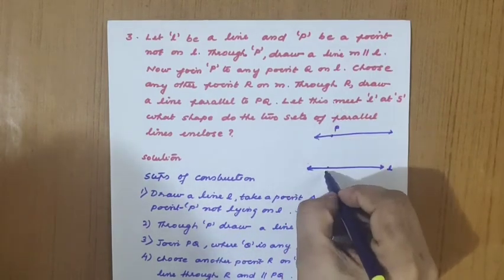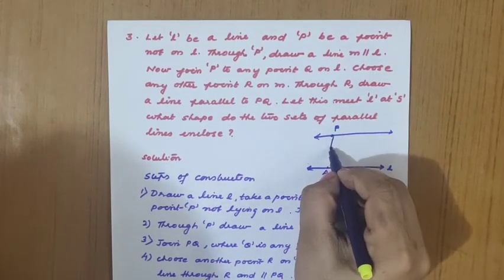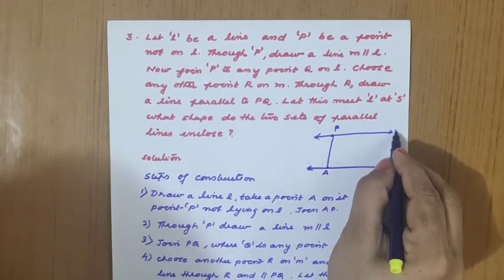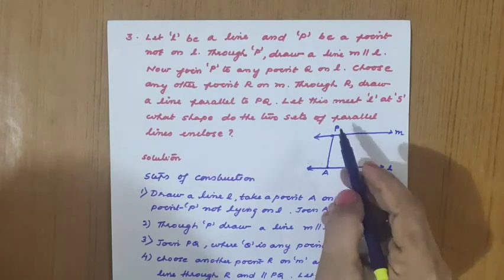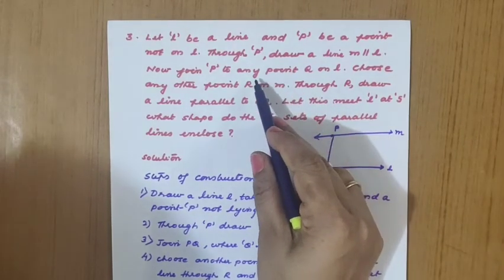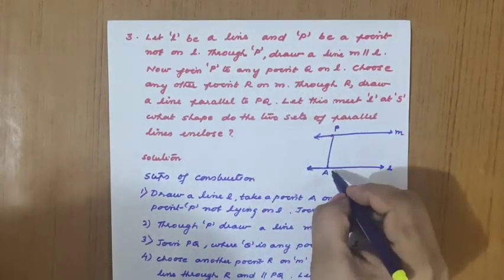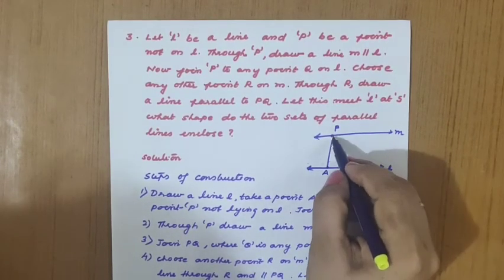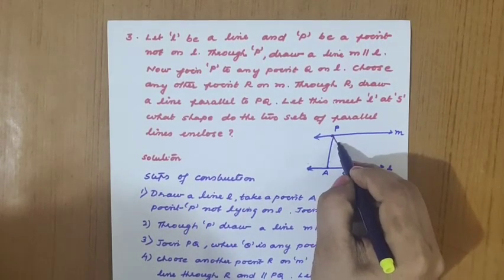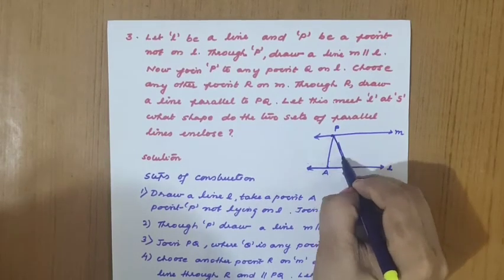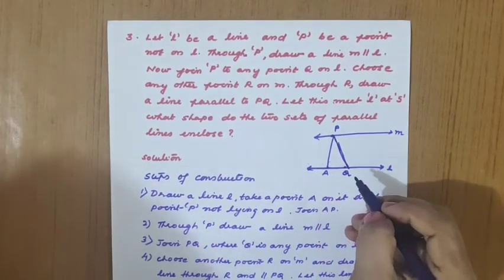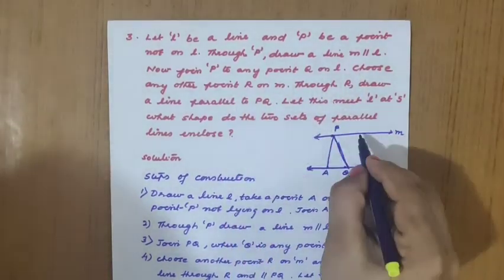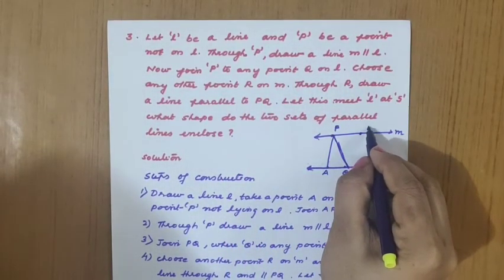Now if I have taken this point only, then PA to be joined, arc drawn here, that is a common thing. So M is parallel to L. Now what is the next step? Join P to any point Q on L. We can take any other point Q on L like this. So join that one. Okay. Now what is the next step? Choose any other point R on M. So now R we have taken here.